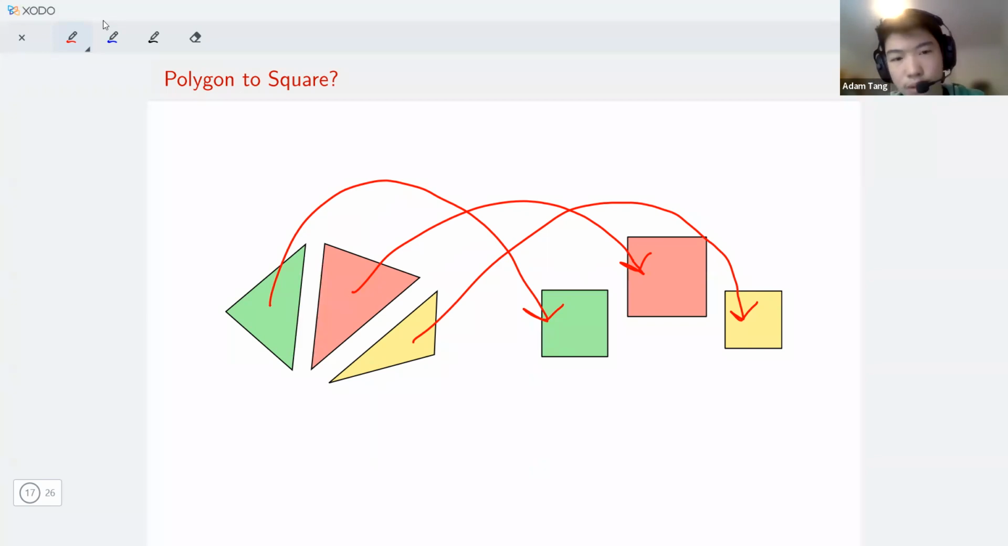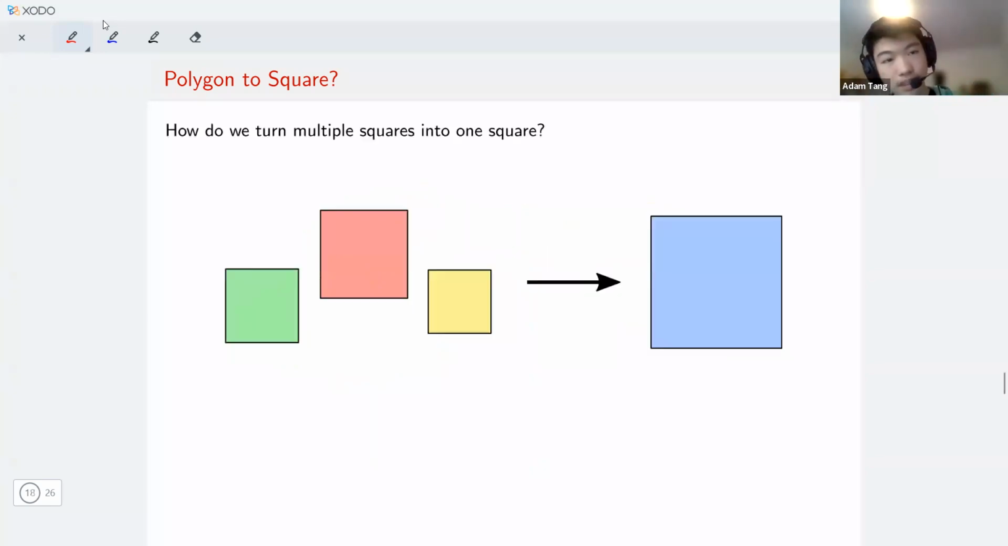It's not exactly what we want, but it's very close. And squares are pretty easily manipulable. So I suspect that the rest of this proof will not be that hard. We already have the squares, so it shouldn't be too hard to turn multiple squares into a single square. So now the question is, how do we turn this into the big square?